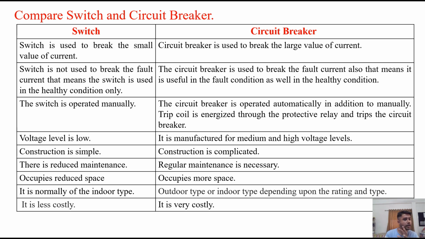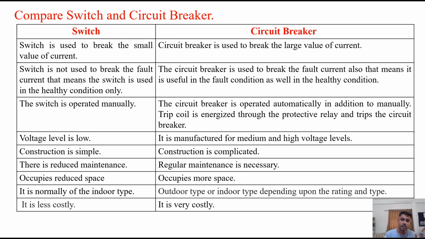The switch is operated manually. In case of circuit breaker, the breaker is operated automatically in addition to manually. Trip coil is energized through the protective relay and trips the circuit breaker. For switch, the voltage level is low, whereas for circuit breaker, it is manufactured for medium and high voltage levels. For switch, the construction is very simple, whereas for the circuit breaker, a lot of components are included with each other, and with the help of the automation, the automatic operation can be done, so the construction is slightly complicated.